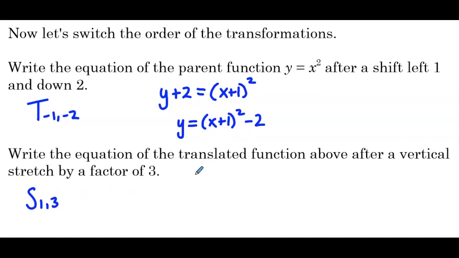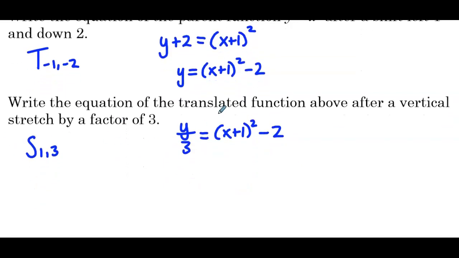In the translated function, we're going to divide y by 3 equals the quantity x plus 1 squared minus 2. Right, x divided by 1 is just x, so I did not write it as x over 1. Now we need to multiply both sides of this equation by 3.